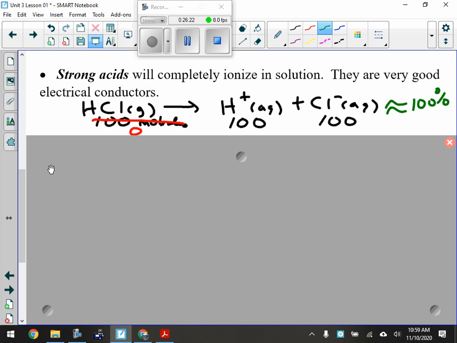They completely convert, and you're going to see this. Boom. This will change into that and that completely. Does that make sense? Are there any questions? That's what a strong acid does.